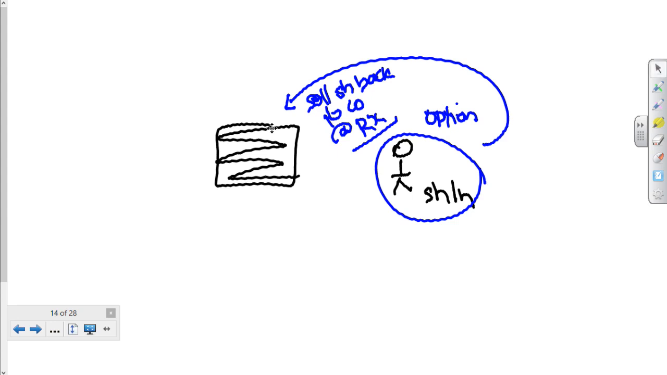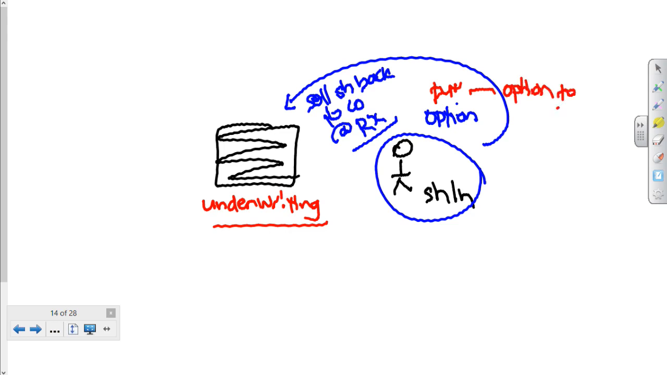It's called a written put option. You can barely read my scribbles because this company is underwriting the option. They've written the option, isn't it? And it's a put option because a put option is an option to sell. They've underwritten an option that they've given to this shareholder, which gives this shareholder the option to sell his shares back to the company.